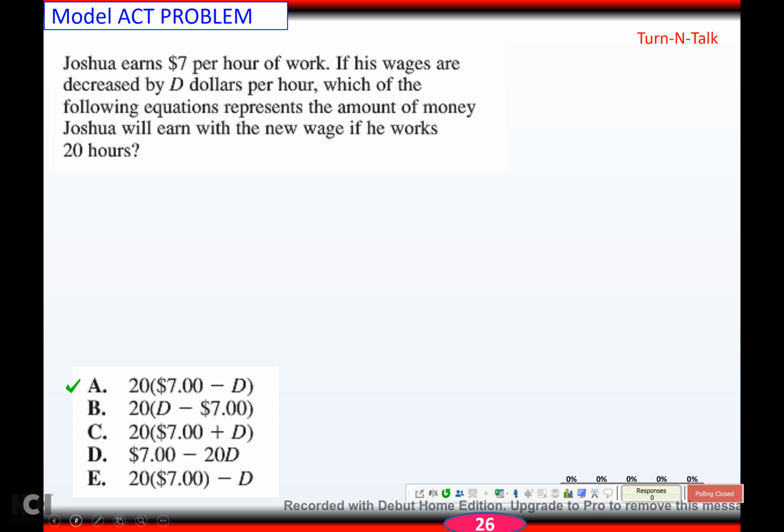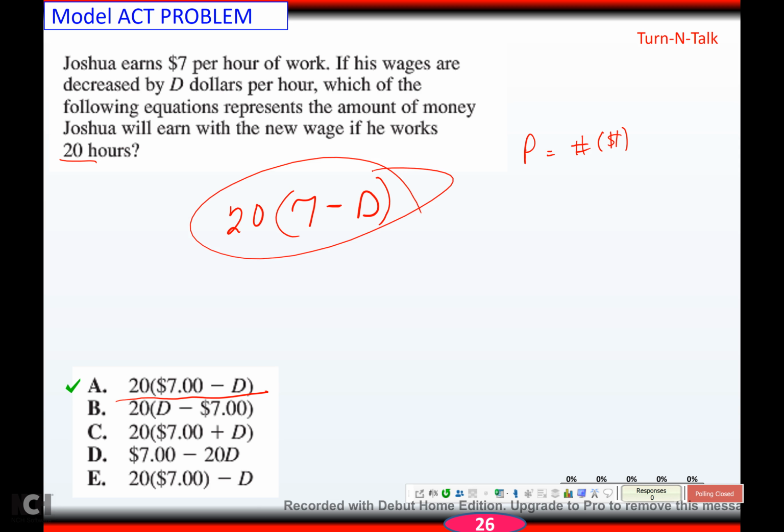Alright, Joshua earns $7 per hour of work. If his wages are decreased by D dollars an hour, so he's no longer making 7, they're taking D away from him, which of the following equations represents the amount of money Joshua will earn with the new wage if he works 20 hours? Well, your pay is going to be the number of hours you work times the amount of money you make. This is going to be the amount of money I make, and the number of hours I worked was 20. So 20 times 7 minus D, or to be more professional, $7 minus D, would be your expression.